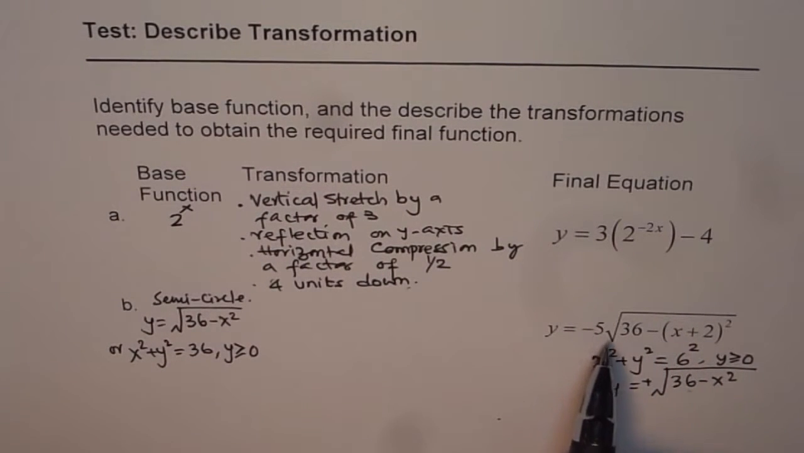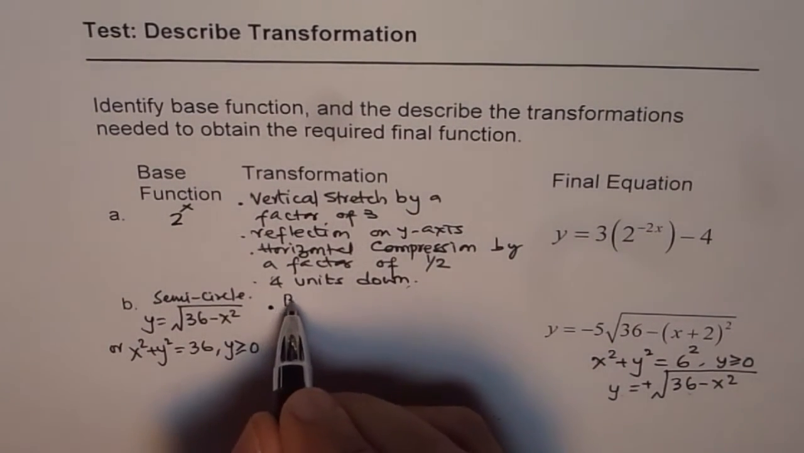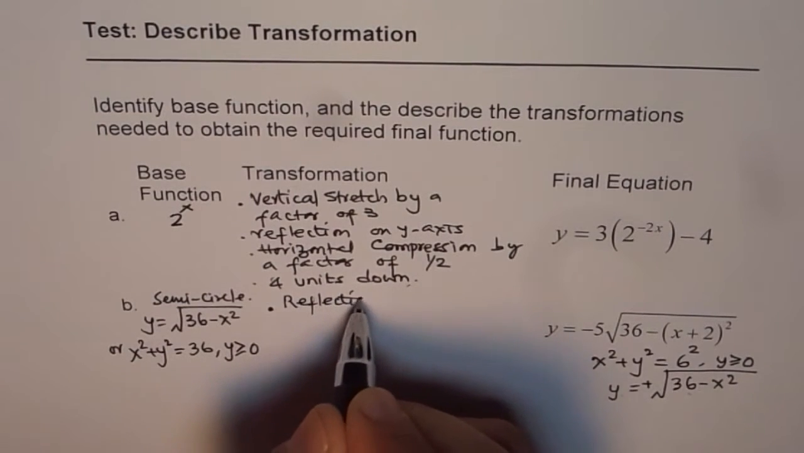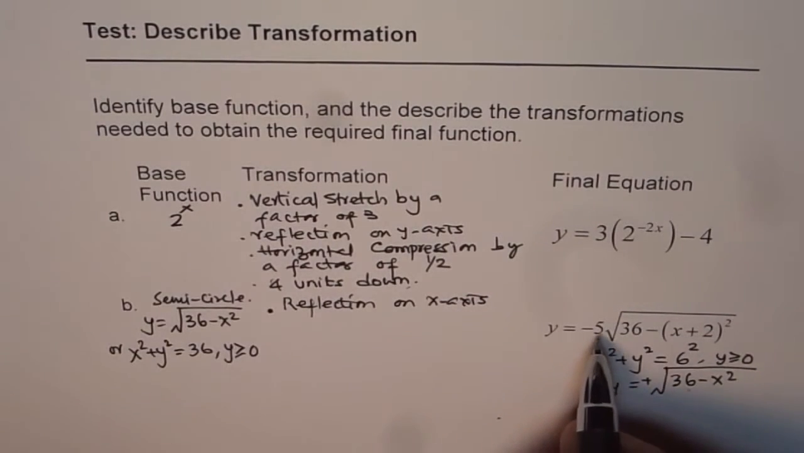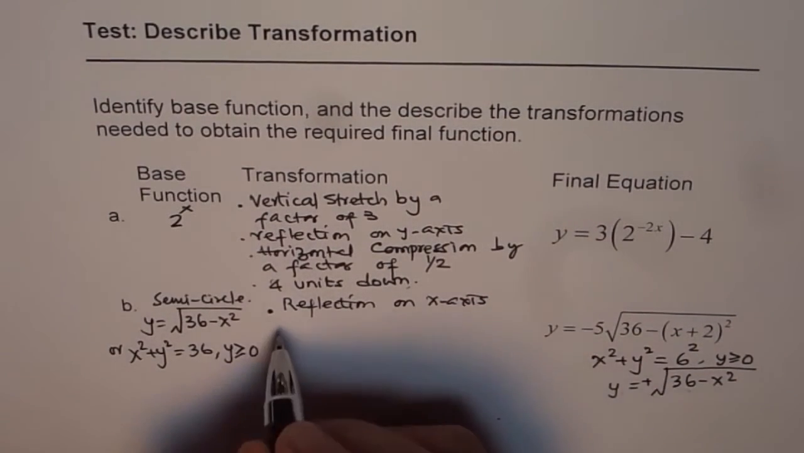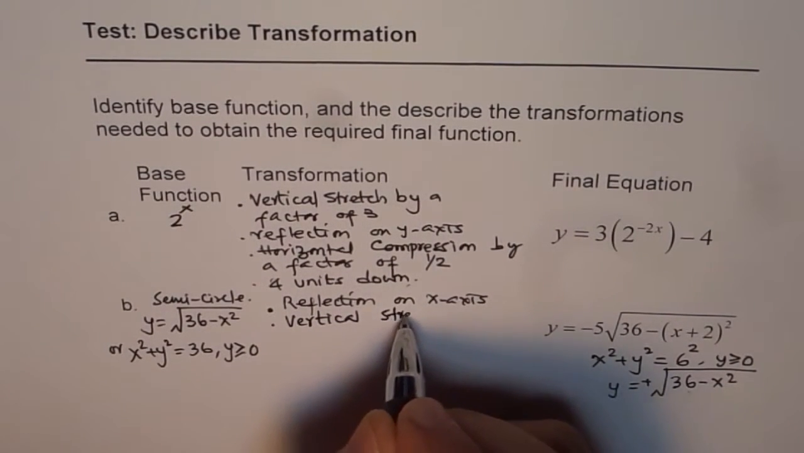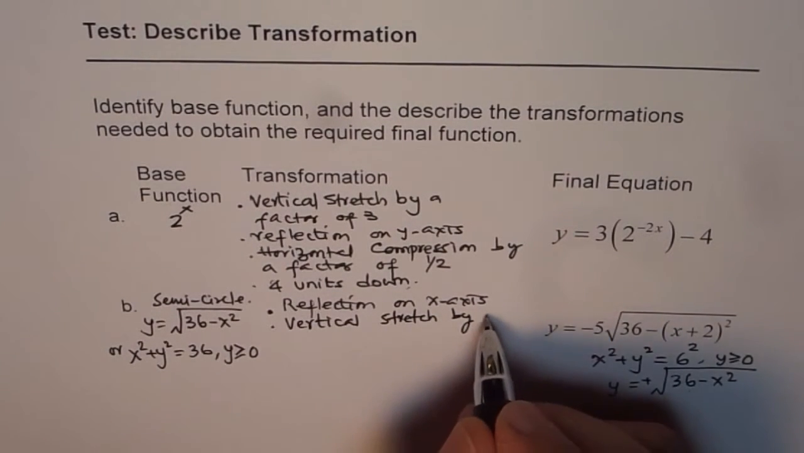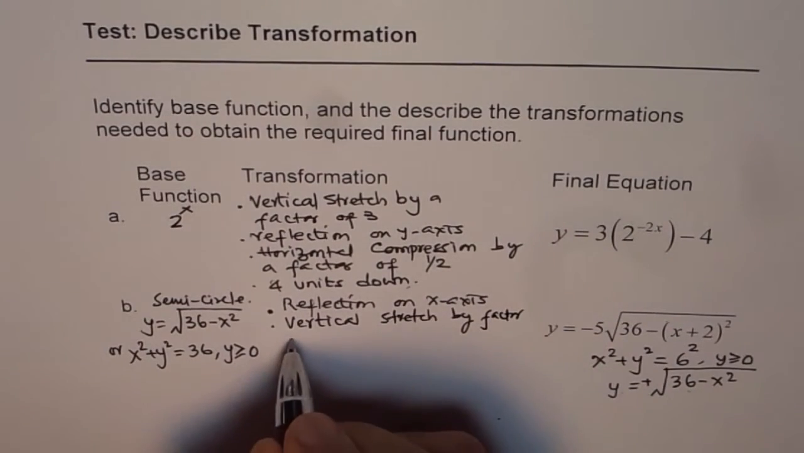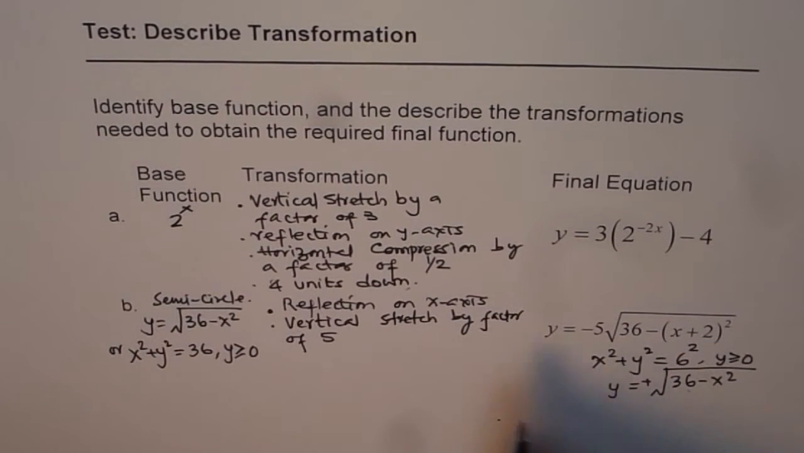Now let's get back to the transformations. So minus 1 means reflection on the x-axis. And then we have a vertical stretch by a factor of 5. So vertical stretch by a factor of 5. And then horizontally, the equation is translated 2 units to the left.